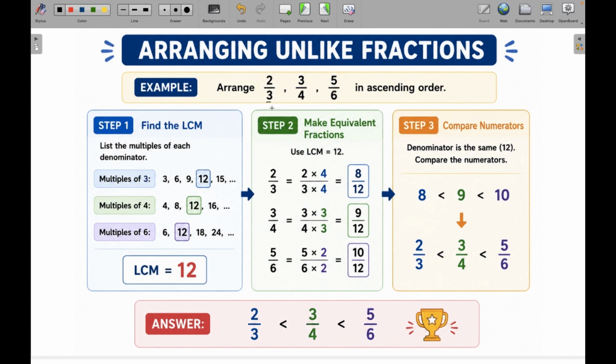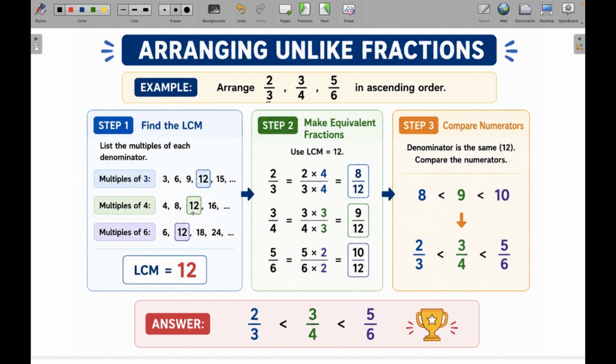Right, so when we have more than two unlike fractions, then the cross multiplication method will not work. The cross multiplication method only works when we have to compare two fractions. It is not going to work when we have to compare three fractions. So when we have to compare three fractions, we need to convert these unlike fractions to like fractions first of all. And how do we convert them to like fractions? First of all, we need to find a common denominator. And what helps us to find the common denominator? It is the LCM. So we need to find the LCM of 3, 4 and 6.